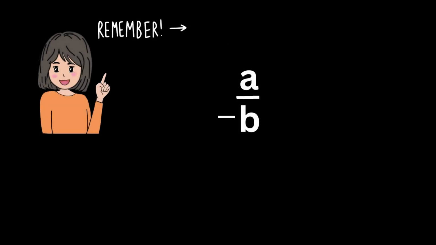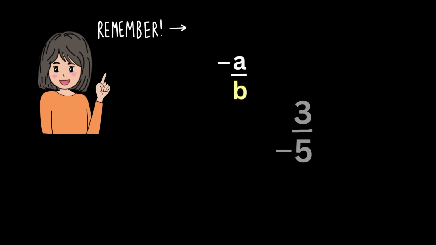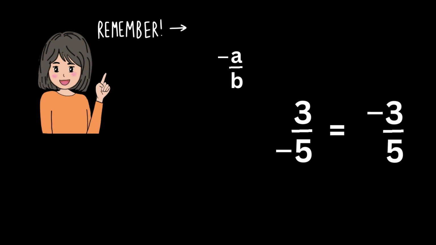Now remember, if a number has a single negative and it is on the denominator, we need to take it to the numerator. For example, 3/-5 will get converted into -3/5 conventionally.